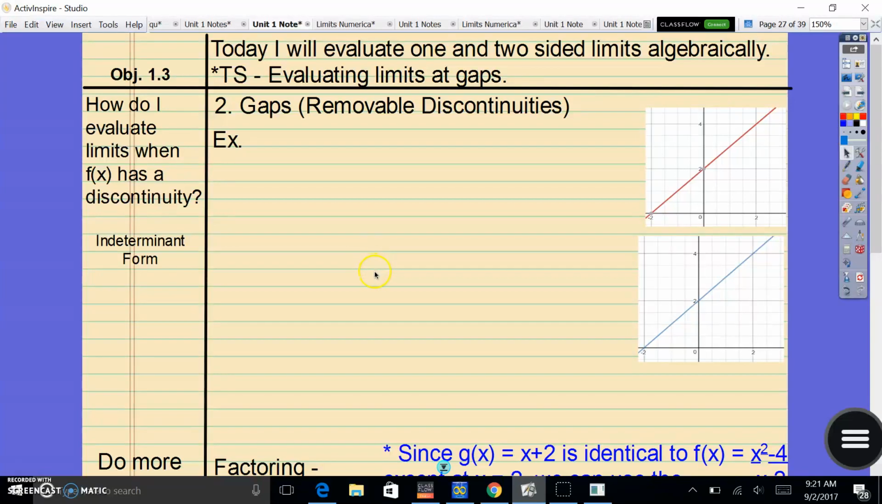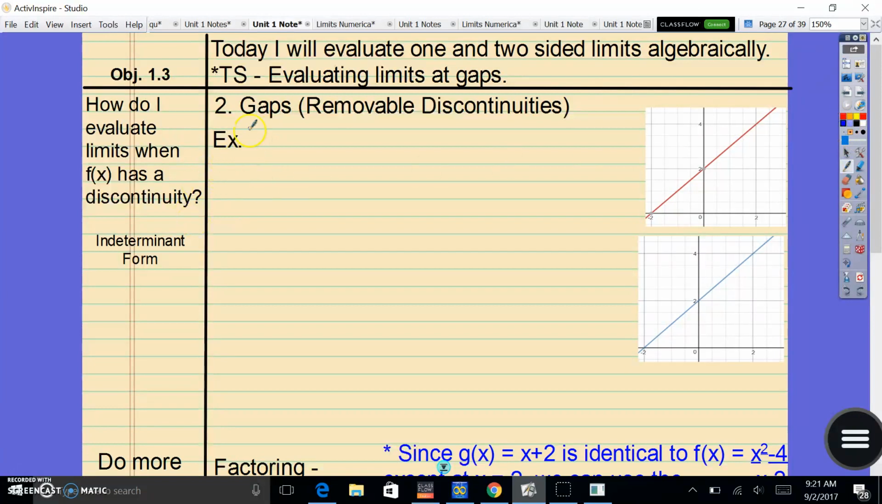Hello, today we are going to be working on finding limits when direct substitution doesn't work. Specifically, we're going to be looking at gaps, which are also called removable discontinuities. So the question of the day is, how do you evaluate limits when f of x has a discontinuity? So we're going to get started with an example.